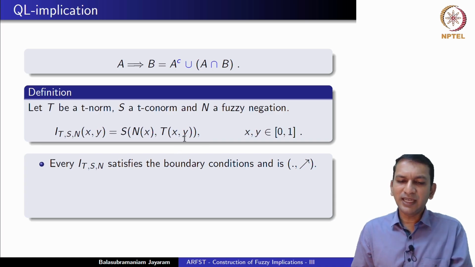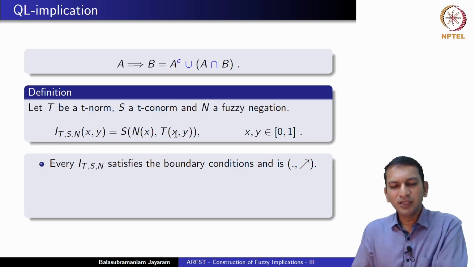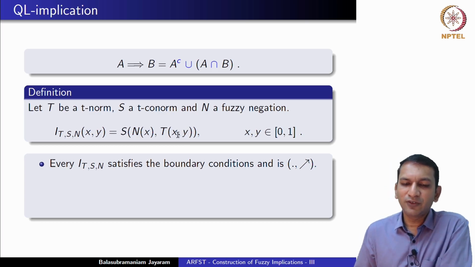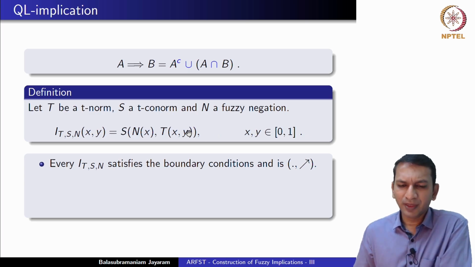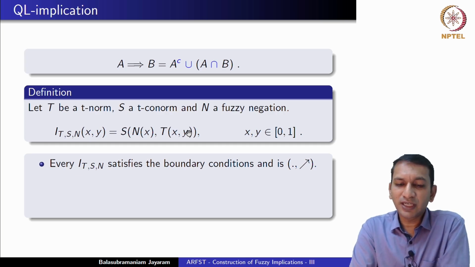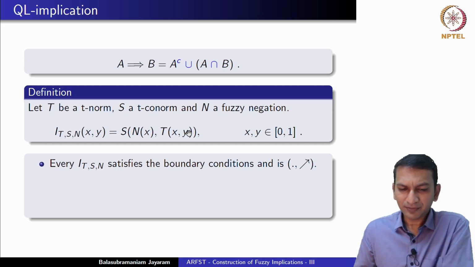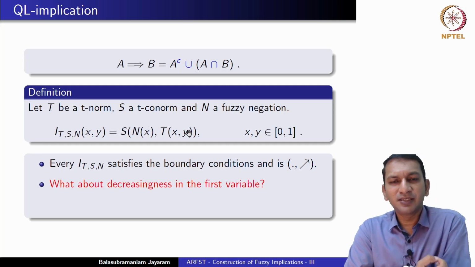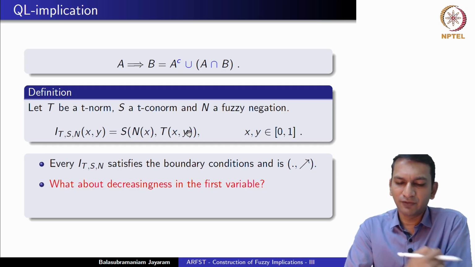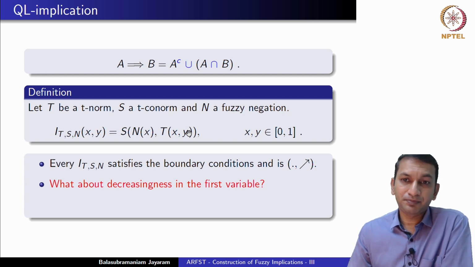For instance, that it is increasing in the second variable can be seen quite immediately. If you fix an x, N x is fixed, x is fixed. So as y increases, T of x comma y increases, and S of N x comma T x y will also increase. So clearly it is increasing in the second variable. That this function satisfies the boundary conditions of a fuzzy implication can be quickly verified. But if you ask about the decreasingness of this in the first variable, well, that cannot be ensured.